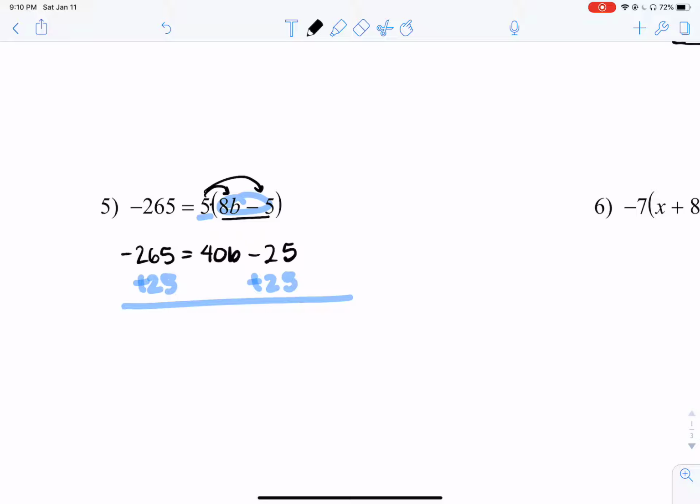So negative 265 plus 25 is equal to negative 240. We now divide by 40. And b is equal to negative 6.